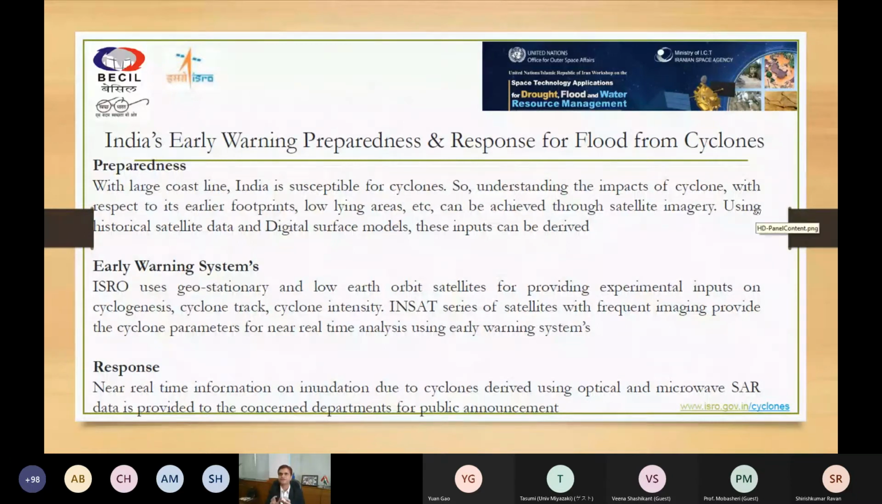So it's an early warning system we have in ISRO, where ISRO uses geostationary and low Earth orbit satellites for providing operational inputs on cyclogenesis, cyclone tracks and cyclone intensity, and the INSAT series of satellites, which the Government of India, or ISRO, the Antariksh, takes care of. With frequent imaging they provide the cyclone parameters for real-time analysis. We are much more capable of doing that, and we are improving day by day. Near real-time information on inundation due to cyclones, derived using optical and microwave SAR data, is also provided to the concerned departments for public announcement on a real-time basis. There is a latency of around 4 to 5 minutes or so, but we are trying to cope with it and make it more real-time, so that in fractions of a second it will be intimated to them.